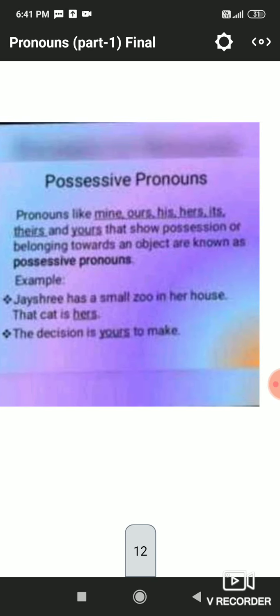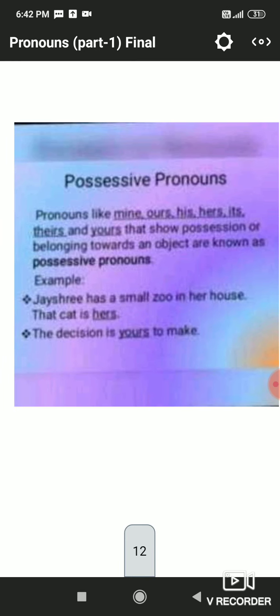Second kind of pronoun is possessive pronoun. As the name itself makes clear, it will show the possession of a person over something. Like, Jayashree has a small cat in her house. The cat is hers. Now hers is used here as a possessive pronoun. That cat belongs to her. So here hers is a word that shows that the cat is possessed by Jayashree.